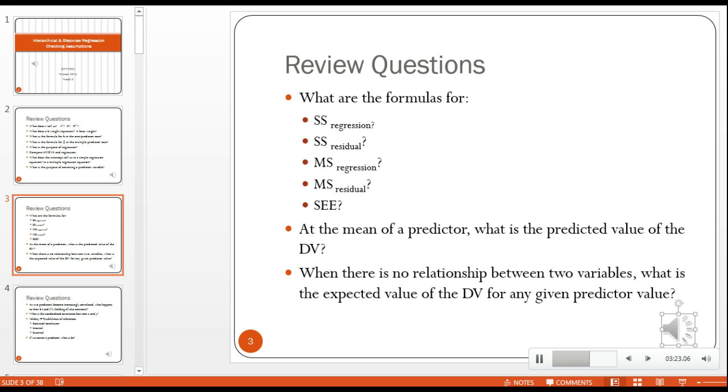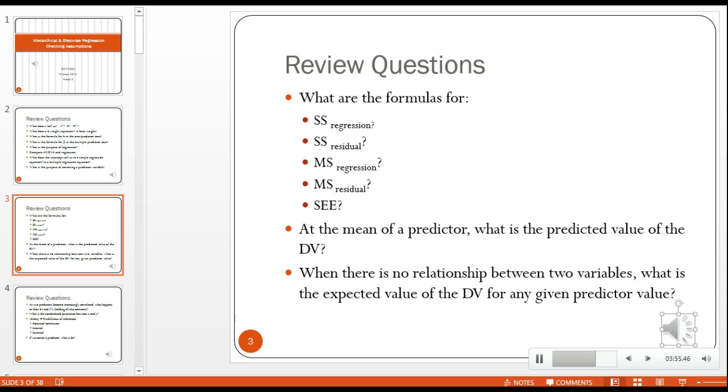So those formulas, if you need to review them, were in the slides from last week. So I highly recommend knowing all of those and understanding conceptually what they're doing as well. Okay, so how do we get the MS regression? Well, we divide the SS regression by k. And so again, if we have a lot of k, we'll have a smaller MS regression. If we have a smaller number of k, we'll have a larger MS regression. And the goal is to have it larger.